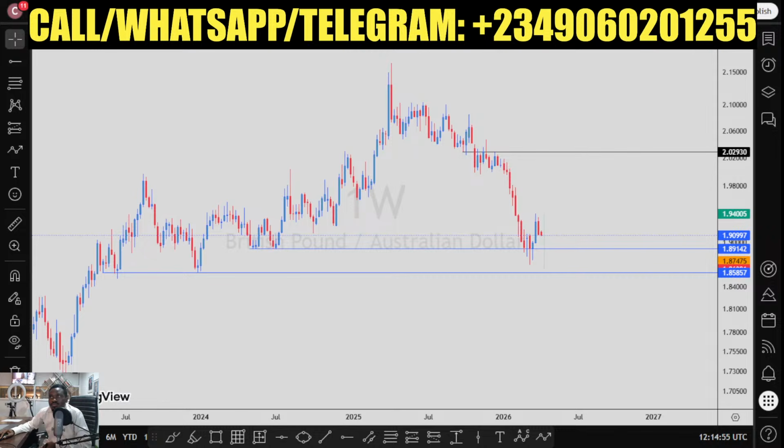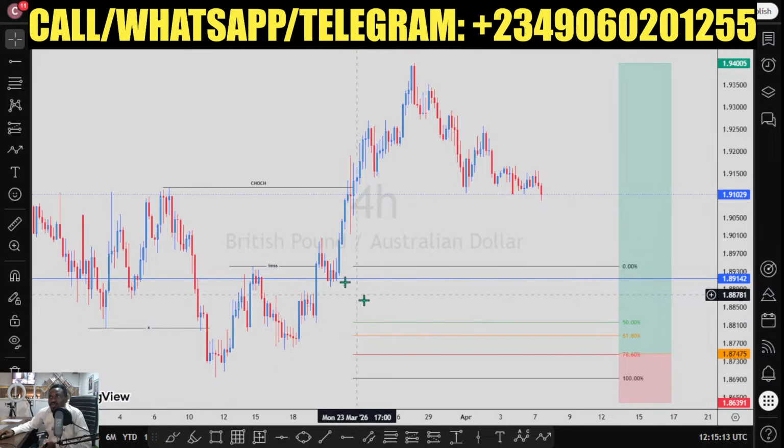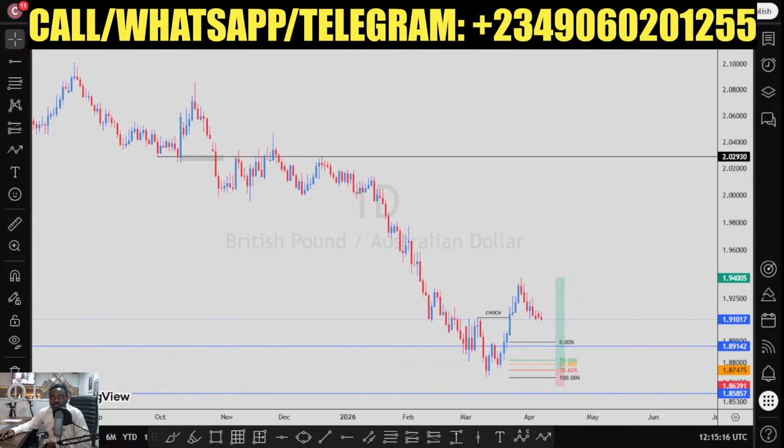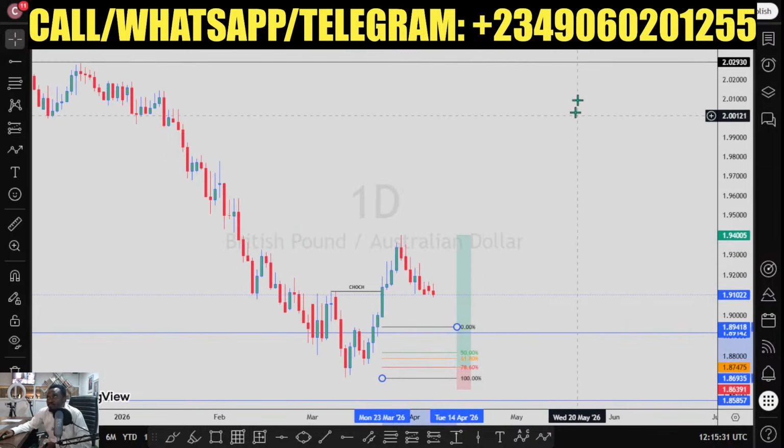Let me check. I think there's something I'm not getting here. Just give me a few seconds. I'm trying to correct some things here. All right, so this is what I have on the GBP AUD. Your chart should look like this. Is that clear? Let me make some settings here.